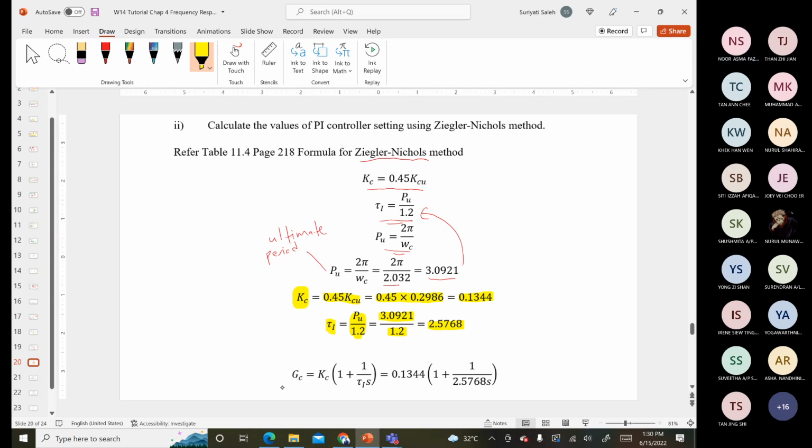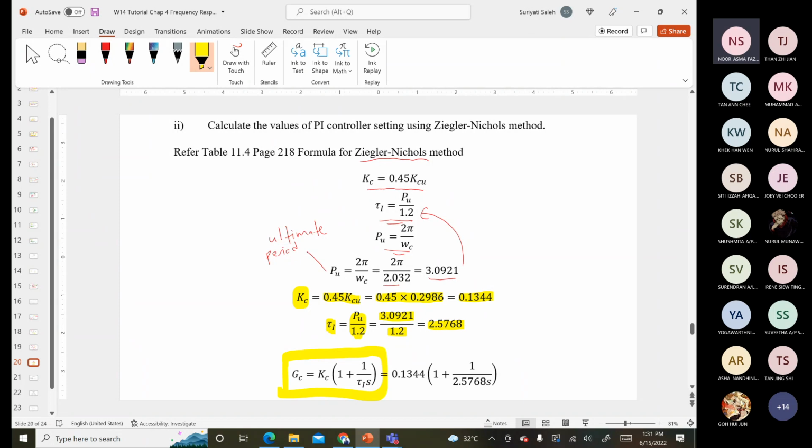So now, this is our expression for the PI controller. We know the values of Kc and tau I, where Kc is equal to 0.1344 and tau I is 2.5768. So that means by using the Ziegler-Nichols method, we can obtain the controller parameters. So no need to do the assumption. So what to do next?